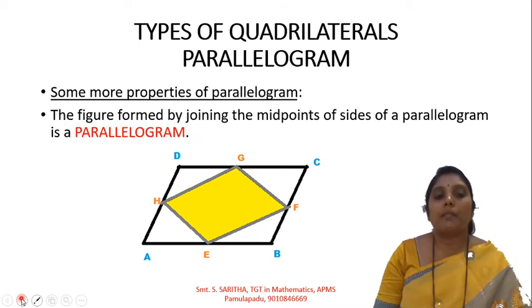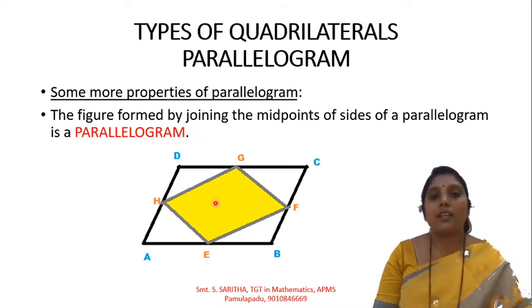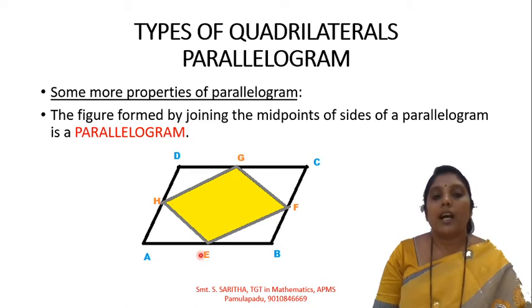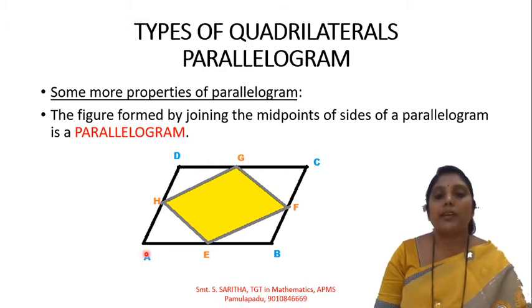From the parallelogram, here if you see another property of a parallelogram, I am considering the midpoints of the sides of a parallelogram. E, F, G, H are the midpoints of sides AB, BC, CD and AD respectively. And if you join these midpoints, again a figure is formed. The figure formed is again a parallelogram. So, the figure formed by joining the midpoints of sides of a parallelogram is again a parallelogram.